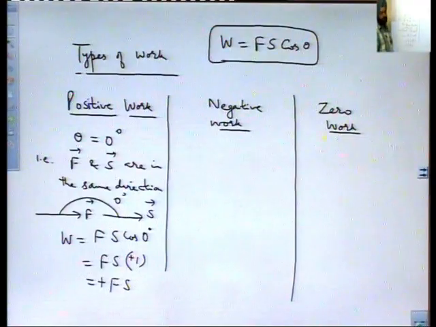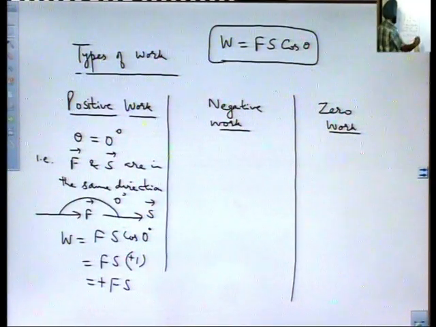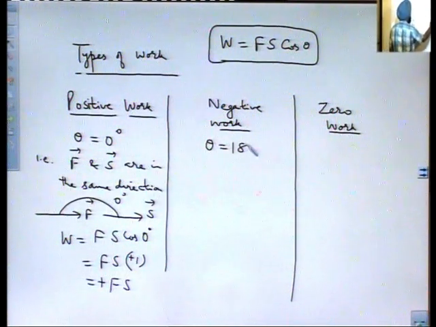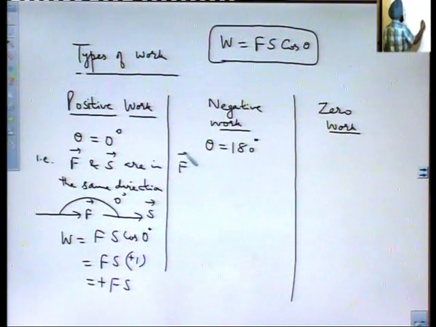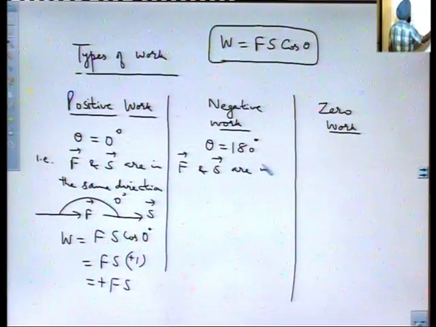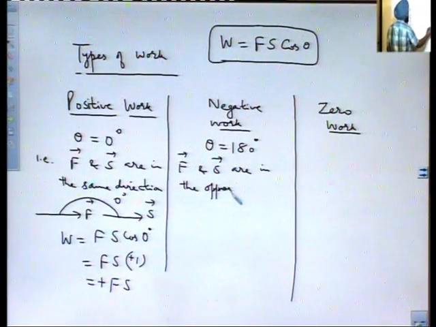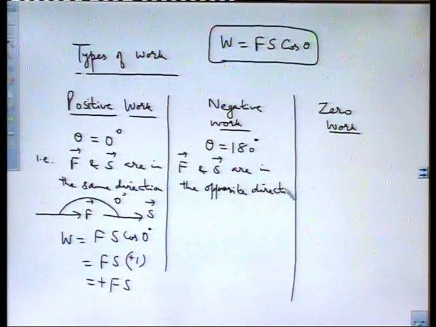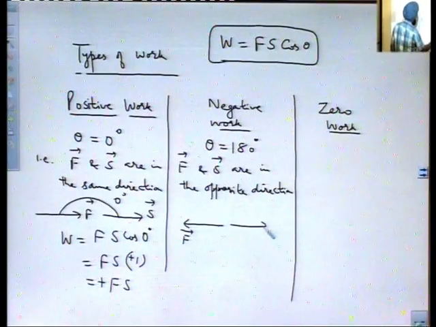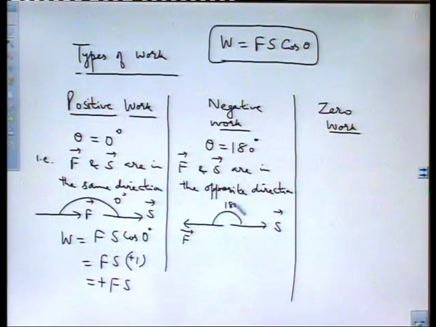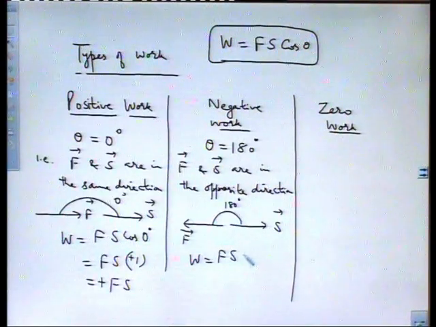Displacement is nothing but the distance in a particular direction. Distance is scalar quantity, displacement is vector quantity. So this is why, when we take the direction, we take it as a vector. The second case is when theta is equal to 180 degree. Force and displacement are in the opposite direction. In this case, force will be in this direction and displacement will be in that direction, so that angle is 180 degree. In this case, work will be Fs cos 180 degree.